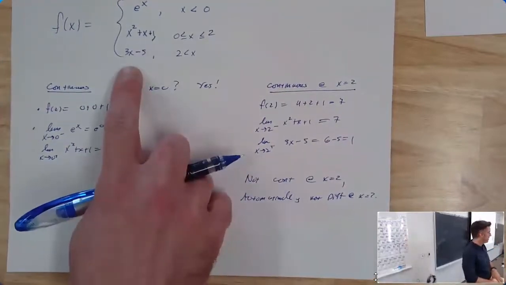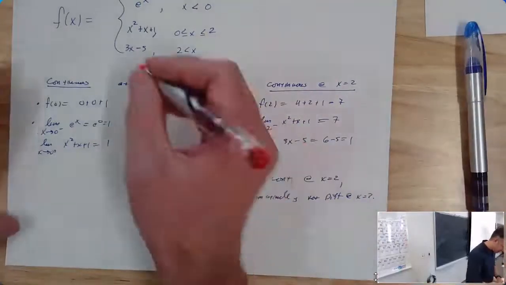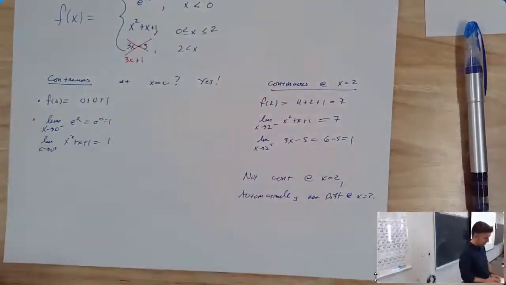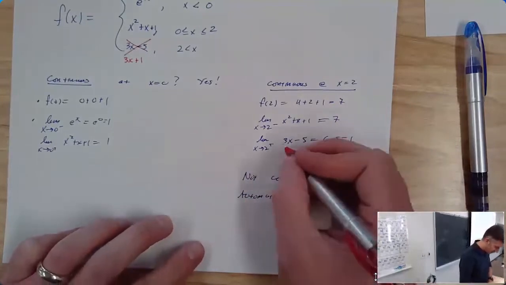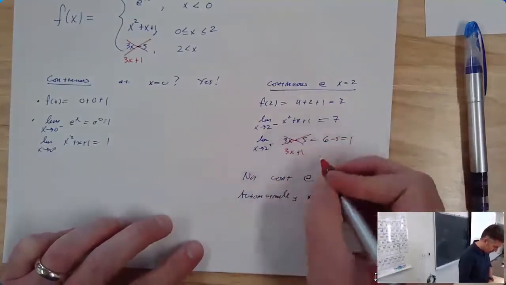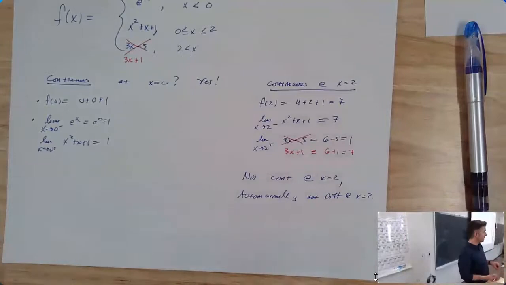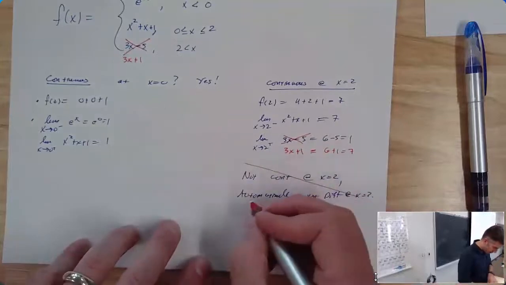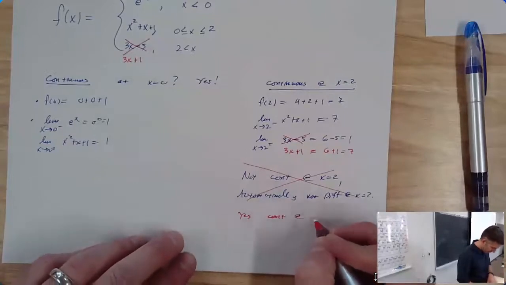So actually let's change the second piece so it is continuous. Instead of saying it's 3x minus 5, let's say that it is 3x plus 1. So we're going to cross this out. We're going to make it 3x plus 1, and then it is going to be continuous at 2, because if we take the limit from the right hand side now, the limit of 3x plus 1 is going to be 6 plus 1, which is 7. So then the limit will exist, the function will exist, and they'll be equal to each other. So now, yes, we have continuity at x equals 2.